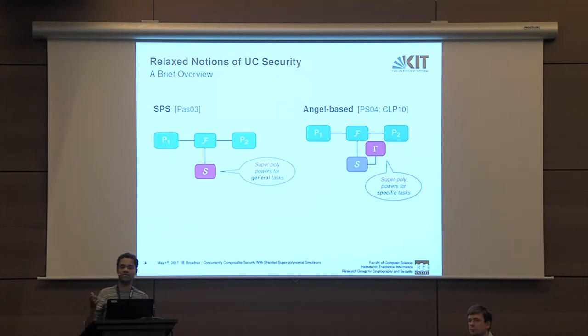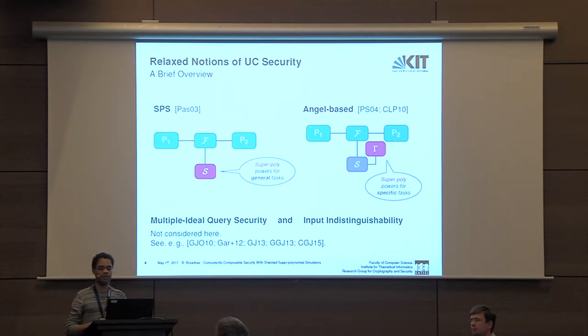in order to get rid of these setup assumptions, new frameworks have been sought after and proposed relaxing UC security. And two of the most prominent notions are SPS and angel-based security. In SPS security, the simulator may run in super polynomial time. The environment and adversary remain polynomial, however. And in the angel-based setting, the simulator is given super poly powers for specific computational tasks only. And there are also other frameworks, but these are not part of this talk.